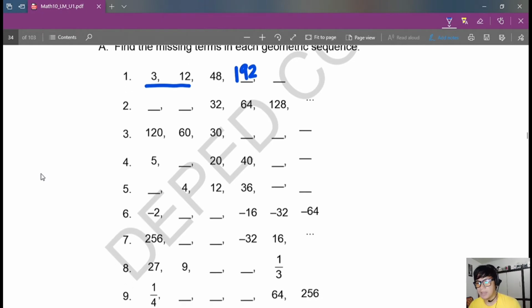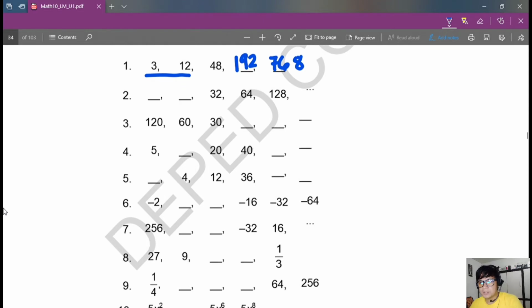Tapos, multiply naman tayo ng 4 sa 192. 192 times 4. So, the next term is 768. Yan. So, yan yung missing terms. How about this one? So, gamitin natin itong dalawa. So, the common ratio here is 64 over 32, or 64 divided by 32 is 2. So, the common ratio is 2.